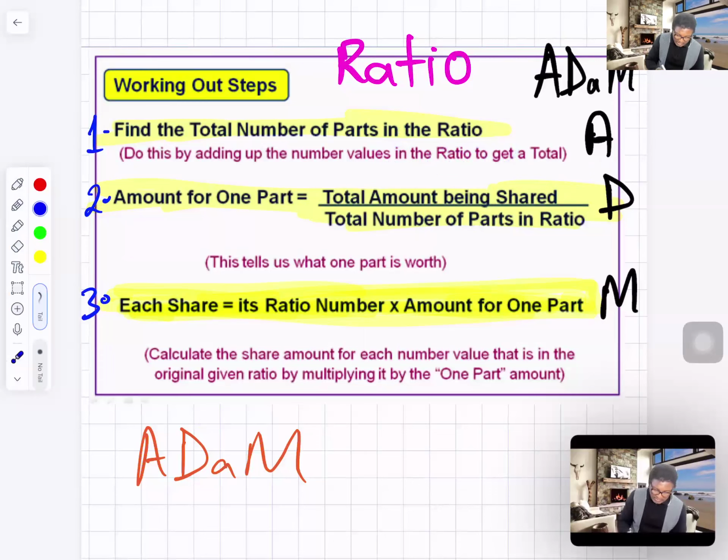And then, this second A has no meaning, it's just to make it sound nice. To get each share, you multiply. So you add, divide, multiply. You multiply each ratio by the amount for 1 part. I'll show you an example for that.